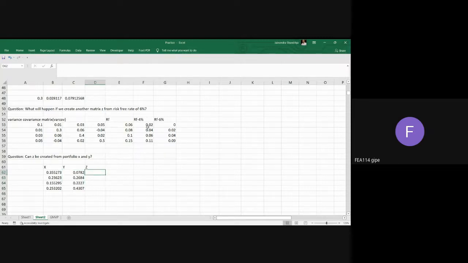To calculate Z, I need to calculate the risk-free rate, which is this one, and subtract from this the RFR of 6%. So if from all this I subtract 6%, is what I get here. For example, 6 minus 6 is 0, 8 minus 6 is 2, this is 10, 10 minus 6 is 4. So this is RF minus 6.